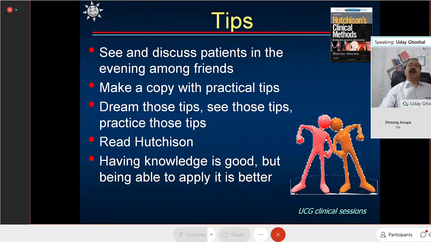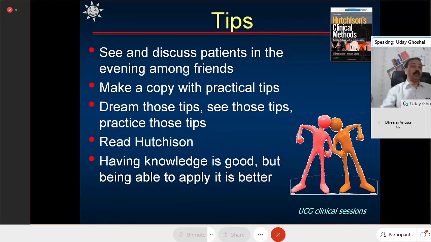So tips. What I would tell you is see and discuss patients in the evening among friends. And when you discuss, you always read, like a lot of my slides I made from a surgery book called Manipal Manual of Surgery. That is a very good book for the differential diagnosis of retroperitoneal and intraperitoneal lumps. Make a copybook with practical tips. You should have this table of retroperitoneal and intraperitoneal lumps ready in your copybook. That's why I'm trying to write that book, so that you don't have to write in your copybook. The book will have all this.